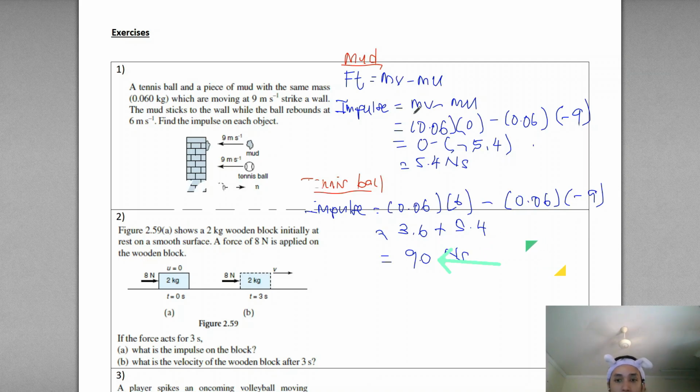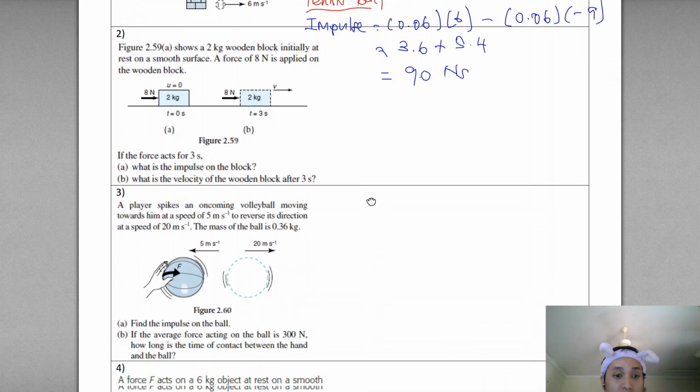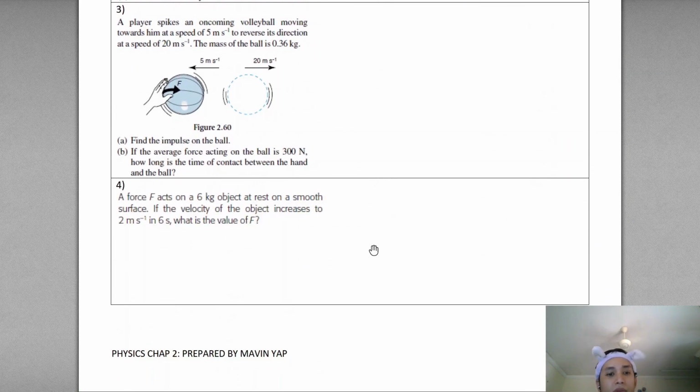If you notice here, the impulse of the ball, if you compare the two, the impulse of the tennis ball is actually higher than the mud. So you can try the examples, the questions here. Later I'll discuss about it.